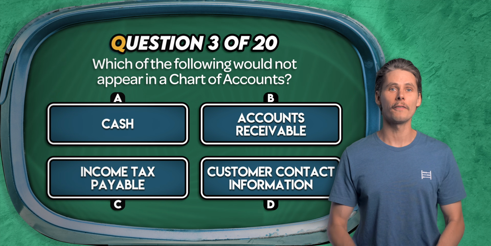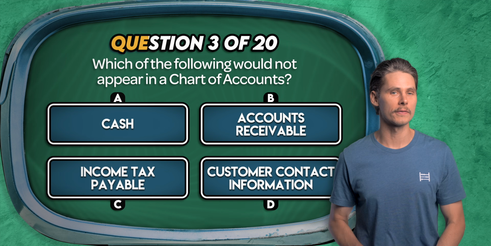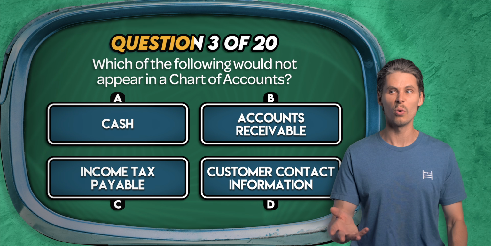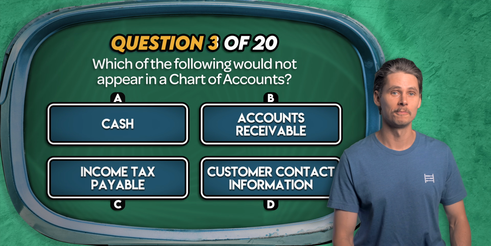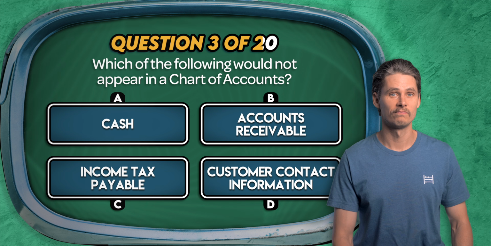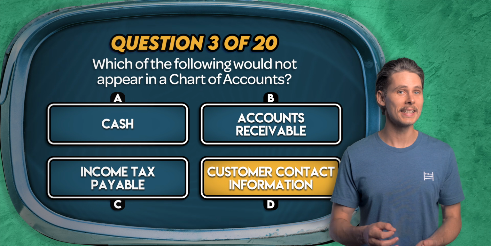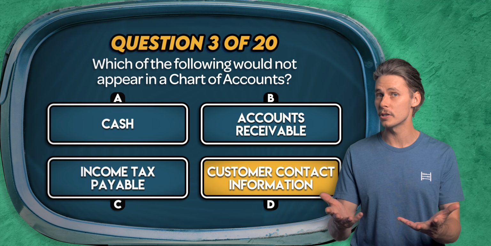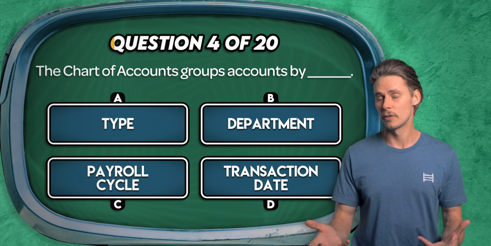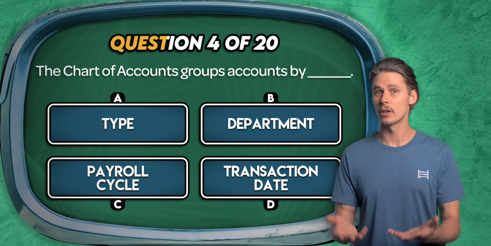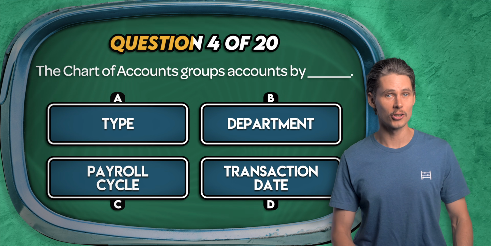Question 3. Which of the following would not appear in a chart of accounts? Cash, accounts receivable, income tax payable, or customer contact information? The answer is D. Customer contact information is not a financial account, so it wouldn't appear in a chart of accounts.